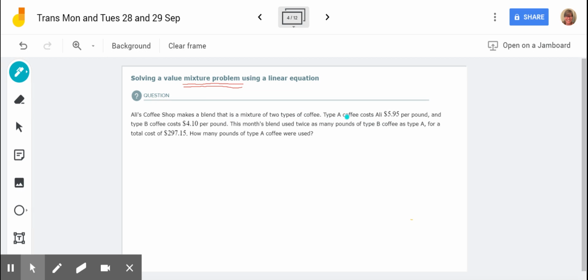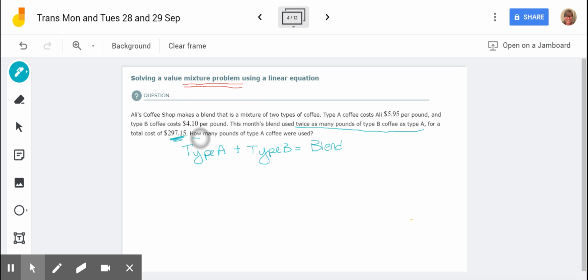She mixes type A. This is what I got from this problem, reading it the first time. She mixes type A and type B, and she gets a blend. Okay, I got that. Then you know that she uses a certain amount of money per pound for A, a certain amount of money per pound for B. And then she says she used twice as many pounds of type B as type A. We'll figure out what that means in a second. For a total cost of this, okay? So how many pounds of type A of coffee were used?